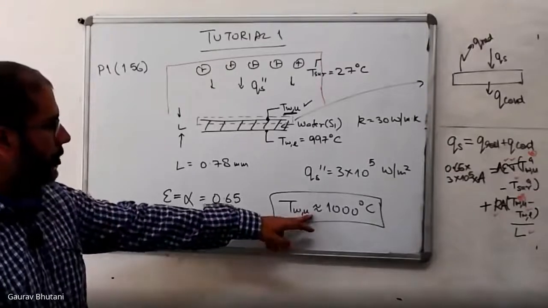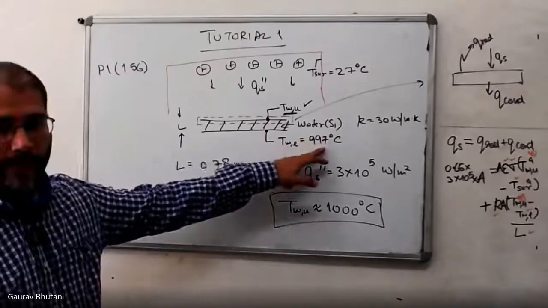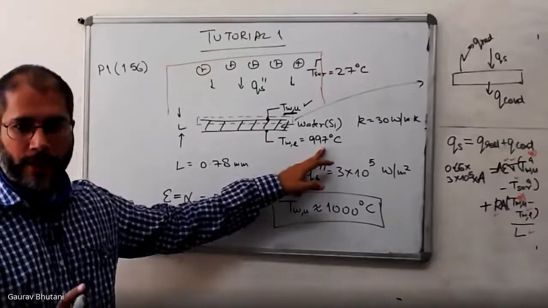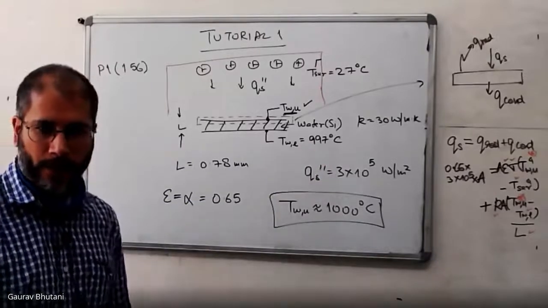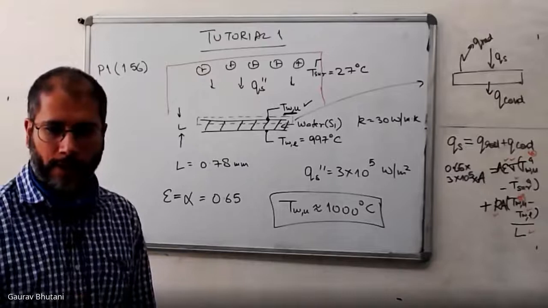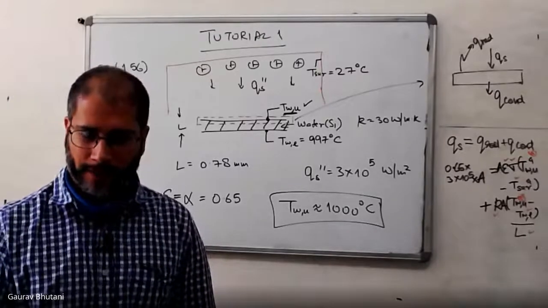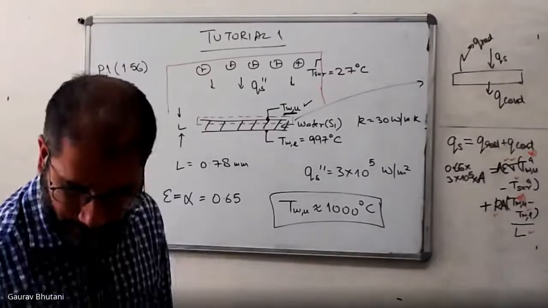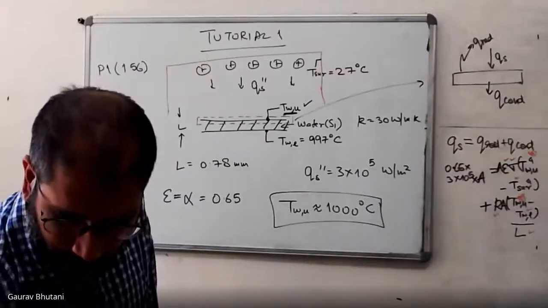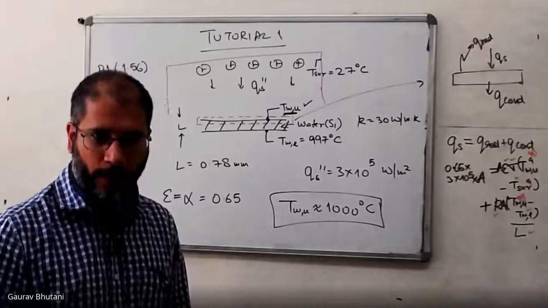So what that means is your delta T is more than 2 degrees centigrade. That's 3 degrees centigrade here, which is not good because this will cause the warping of your wafer, and that will damage your silicon wafer. Okay. So that's all for the given problem.